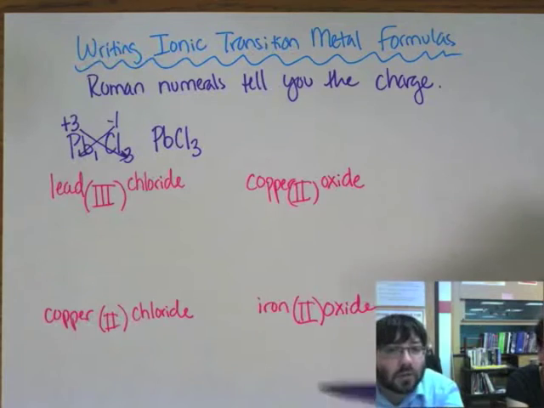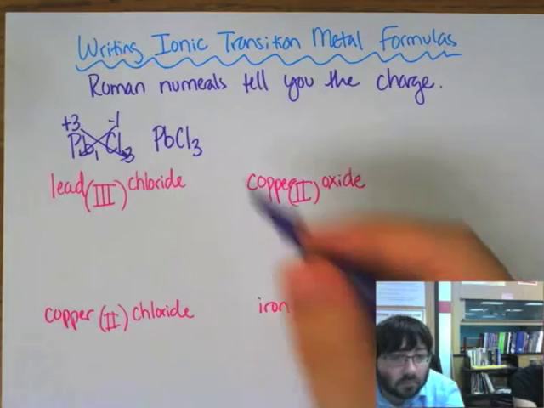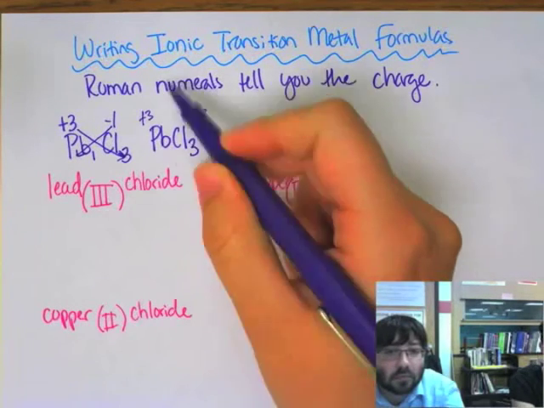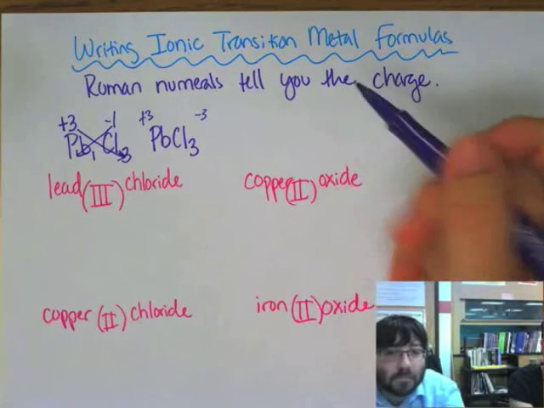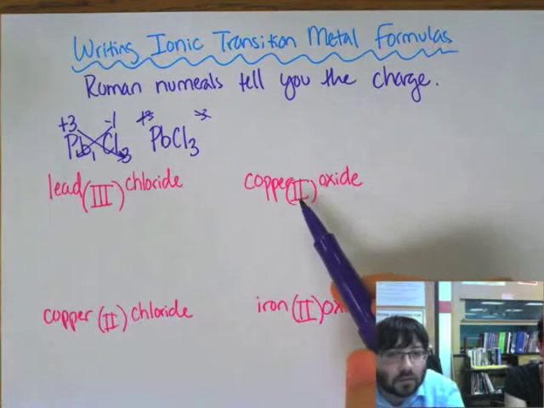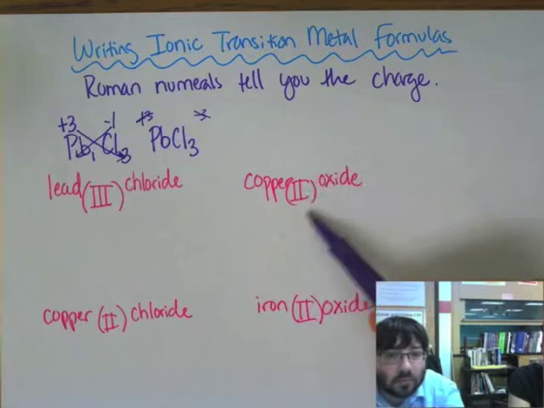And now overall, the compound is neutral. I have a +3 here and a -3 over here, so it's balanced out. But I don't need to write these all the time. I can leave them there. Okay. And I have copper 2 oxide over here. So this 2 tells me the charge on the copper.